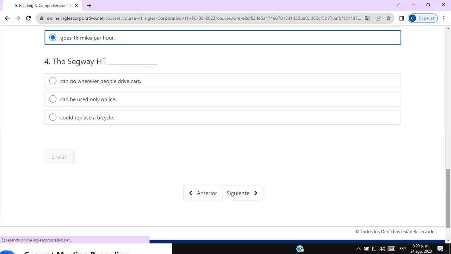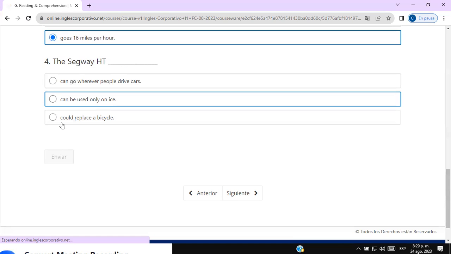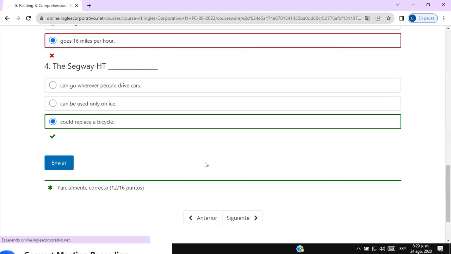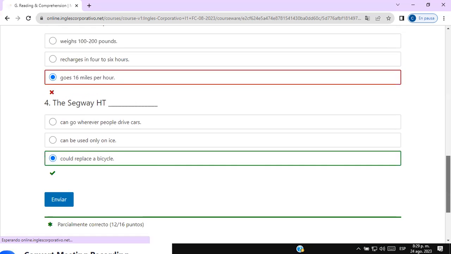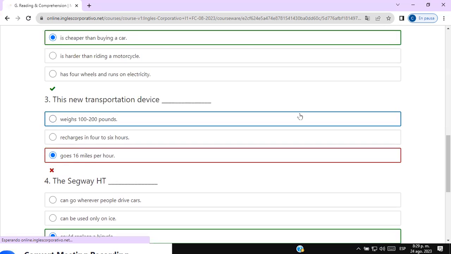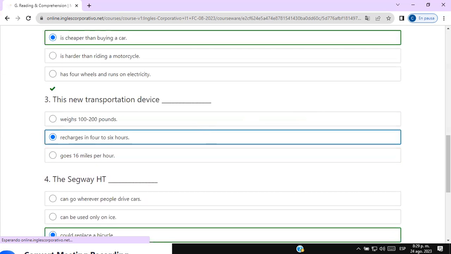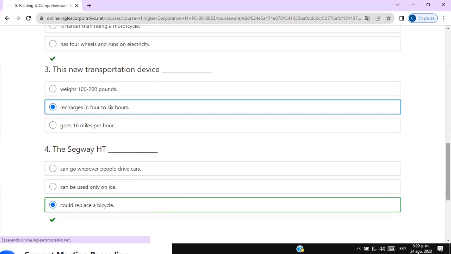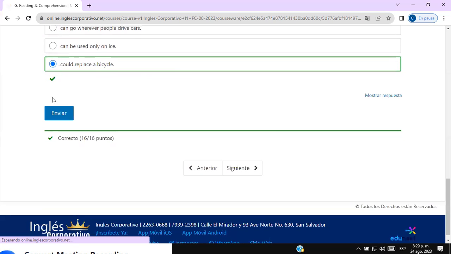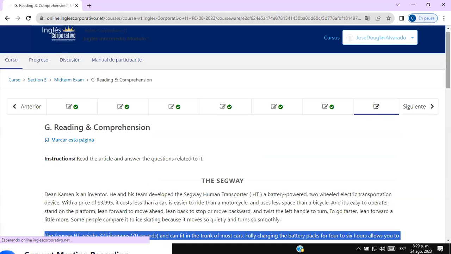Complete the sentence. The Segway HT could replace a bicycle. Okay. Let's see the answers. That is one mistake. Number three, the new transportation device recharges in 4 to 6 hours. There you go. Great job. All right, we completed the platform.